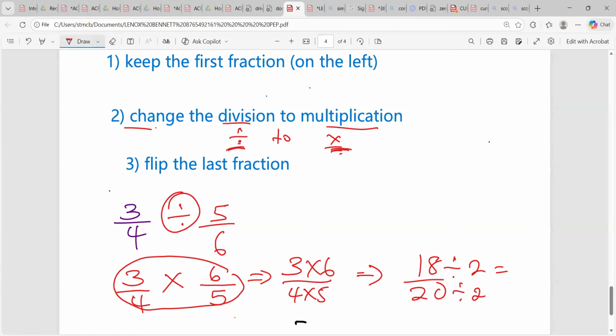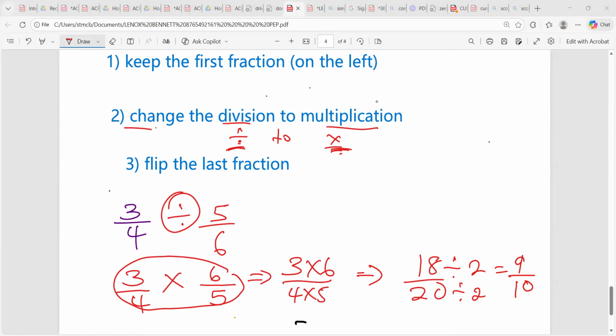Okay. But sir, I also have another way to divide it, okay, sir? Yeah, no problem. All right. Let me ask someone else.